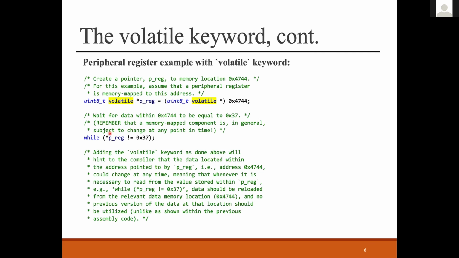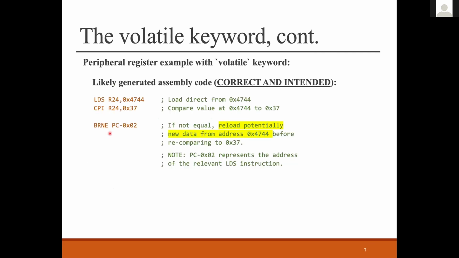So instead now, we're going to get the following kind of assembly code, or something very similar. All that changes is that whenever the value that we compare against is not equal, we're instead going to branch two addresses up rather than one address up, which does exactly what we want. As I say over here, if not equal, it will reload potentially new data from address 4744 before recomparing to hex 37. So in this case, it does exactly what we want, but the previous line of code without volatile was the problem. It did not give us that.